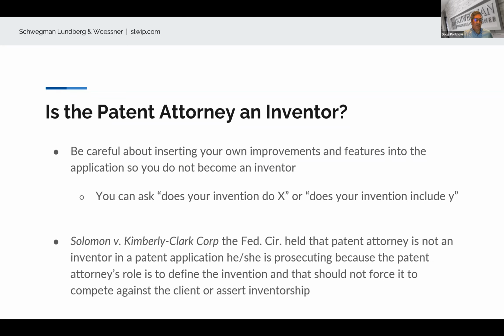And so, rather than being inventors on their clients' patents, patent attorneys may ask, does your invention perform X, or does it do Y, or does it include Z? And then the inventors can answer those questions. It's a little bit of prompting, but I think that way the idea is really coming from the inventors. And then there was a case, Solomon versus Kimberly-Clark Corporation, where the Federal Circuit held that the patent attorney is not an inventor if you're just prosecuting the patent application.